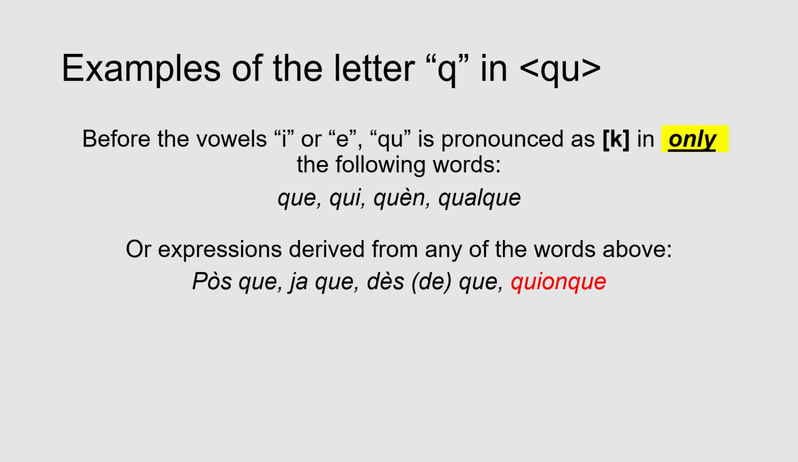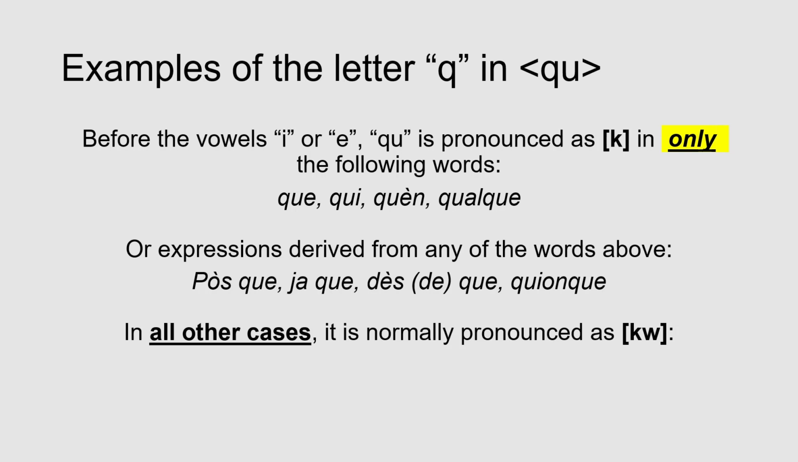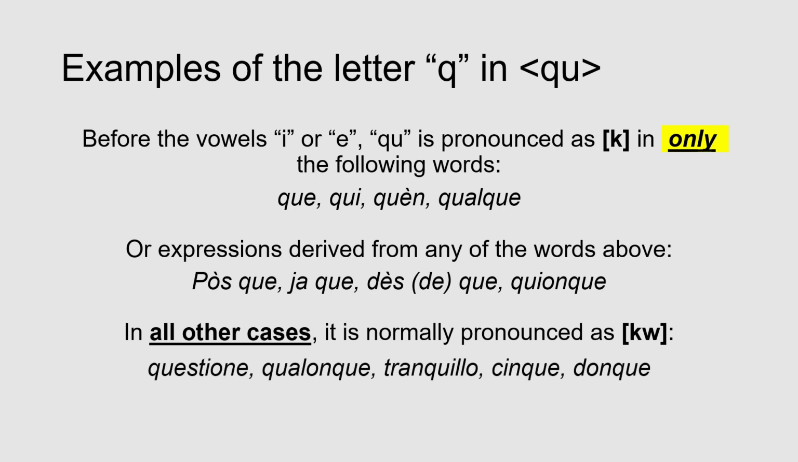This is because the que at the end of this word is part of onque, which comes from the classical Latin quam. Without going too much into detail, the words que, ki, and ken are pronounced with a simple K instead of qua, because the cognates of these words in modern Romance languages have all lost qua in some way. In all other cases, it is normally pronounced as qua. Questione, qualunque, which means any. Tranquillo, which means calm or relaxed. Cinque, which means 5. Donque, which means so or therefore.